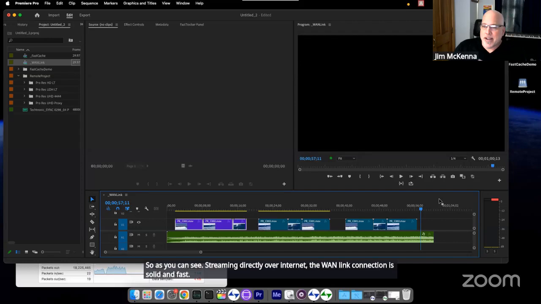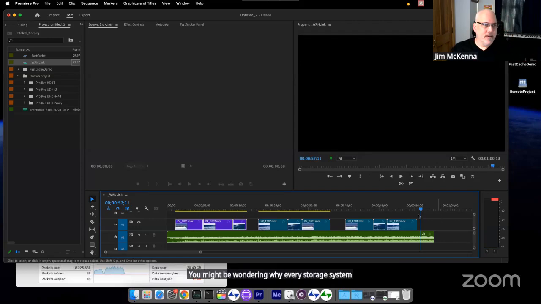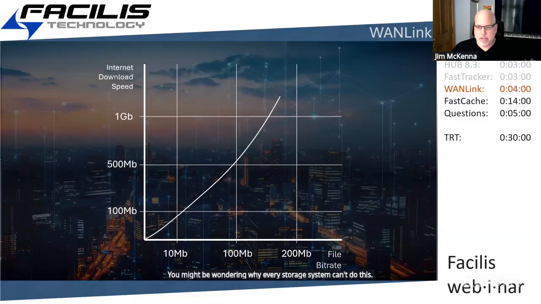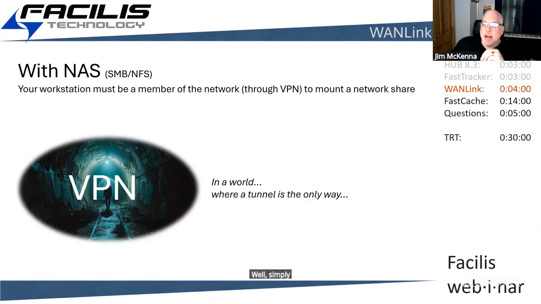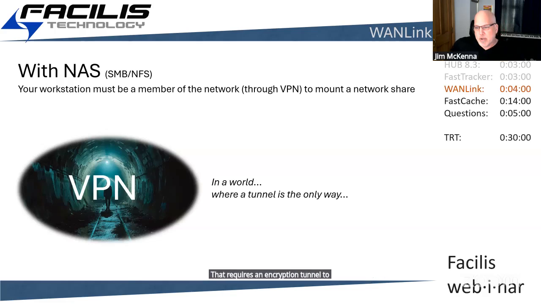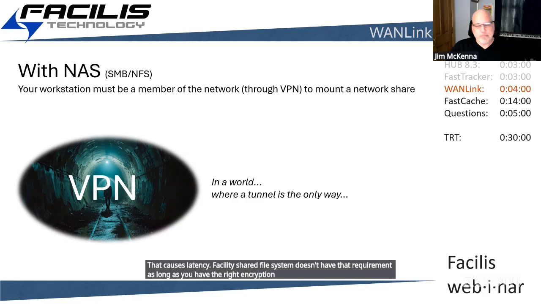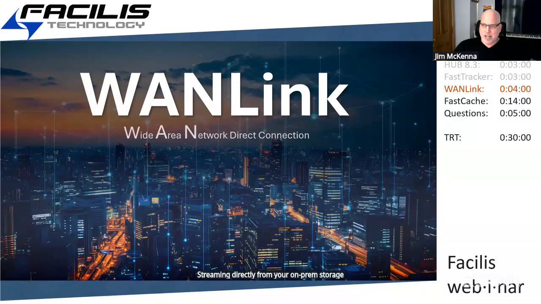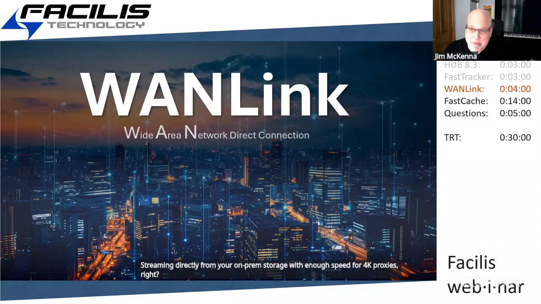You might be wondering why every storage system can't do this. Well, simply, NAS systems require that you're part of a network to see the shares. That requires an encryption tunnel to keep your data safe while transmitting. That causes latency. The Facilis shared file system doesn't have that requirement as long as you have the right encryption and credentials. Streaming directly from your on-prem storage with enough speed for 4K proxies, right? What could get any better?